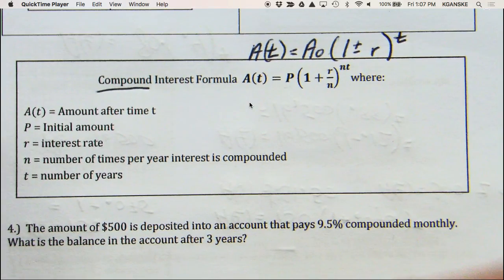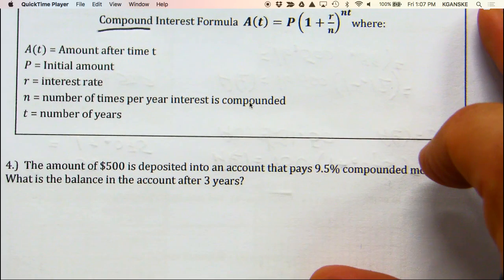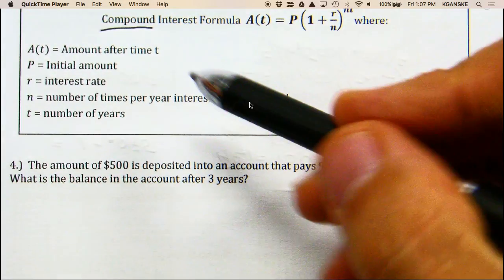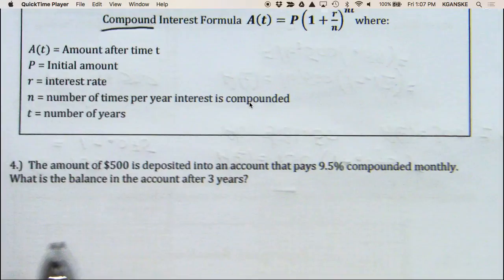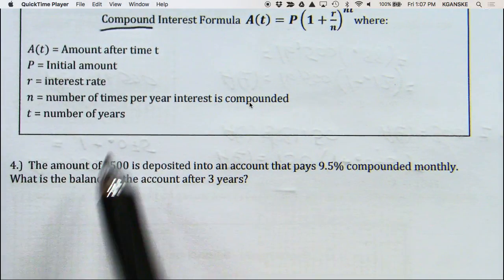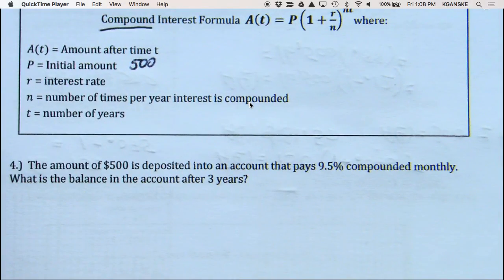Okay, so let's take a look at an example here. This one isn't so bad. It's just a matter of picking out what the pieces are, right? When I say the amount is 500 bucks, that's the initial. That's what's going in first, okay?